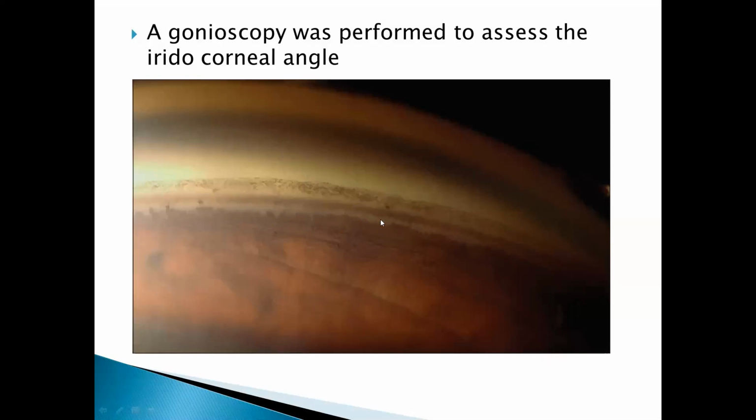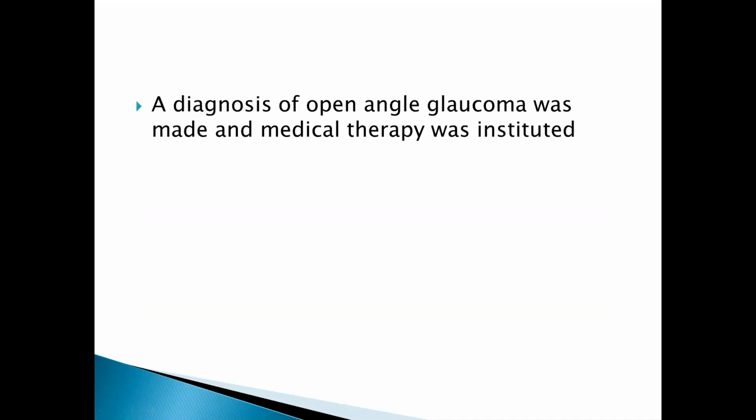So this shows that all these trabecular meshwork structures are visible, right? So that means the angle is open. So we call this an open angle glaucoma. Whereas if the trabecular meshwork is not visible, that means the iris is covering the trabecular meshwork, then we call it a closed angle glaucoma, angle closure glaucoma. So that is important. There is clinical importance because that has some significance. Right, so in this case, because all the structures were visible, a diagnosis of open angle glaucoma was made and medical therapy was started.